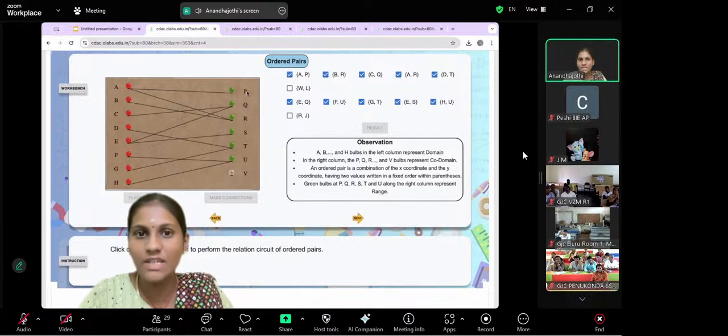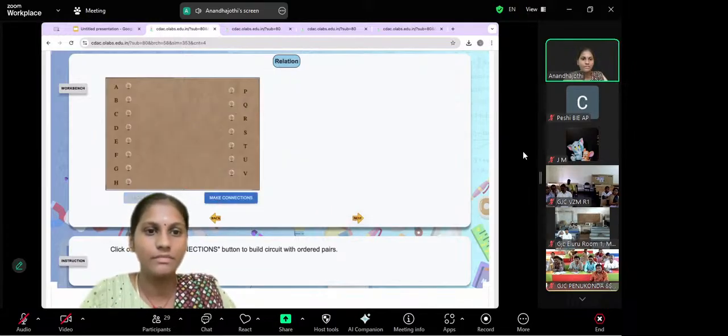The range is the set of things which get connected. So what are the green ones here? It is from P to U. So this is the range. When we include V in this, it will become the codomain. Likewise, we can make our students make connections, and they can learn from simple simulations, right? Right. So another thing.